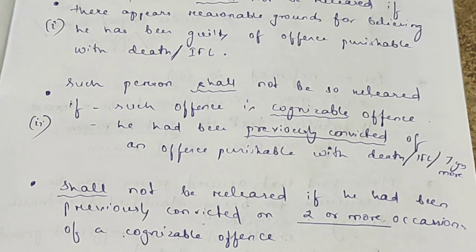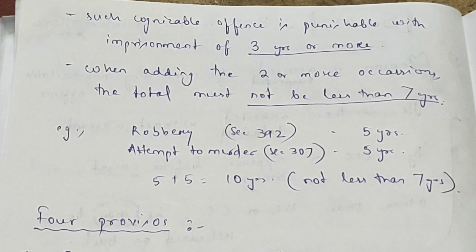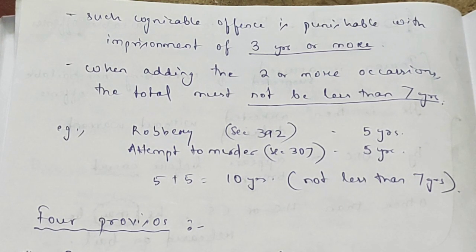Firstly, he had been previously convicted of an offence punishable with death, imprisonment for life or 7 years or more, and also previously convicted on 2 or more occasions of a cognizable offence. And such cognizable offence is punishable with imprisonment for 3 years or more, and when adding the 2 or more occasions, the total must be not less than 7 years.